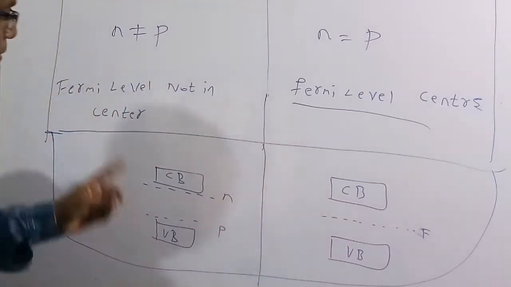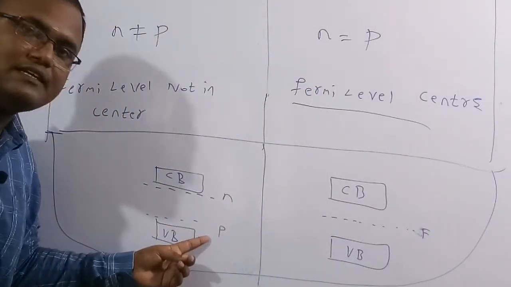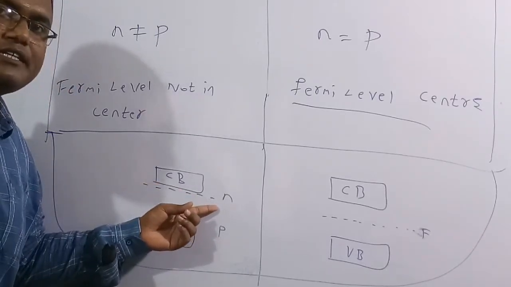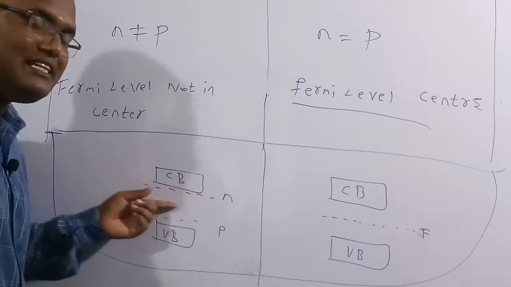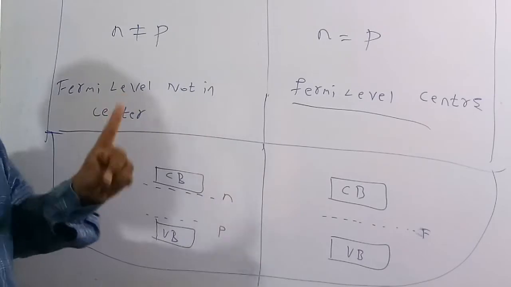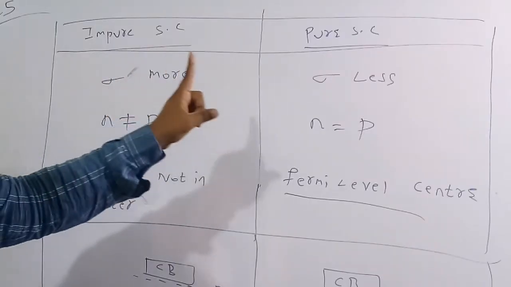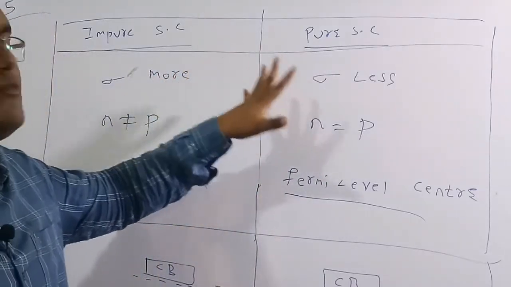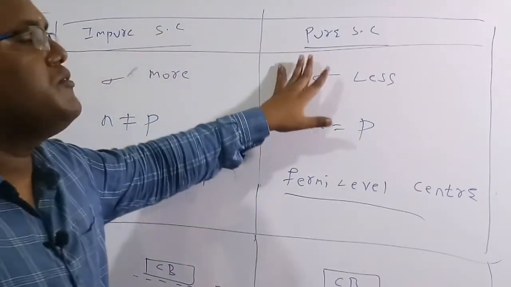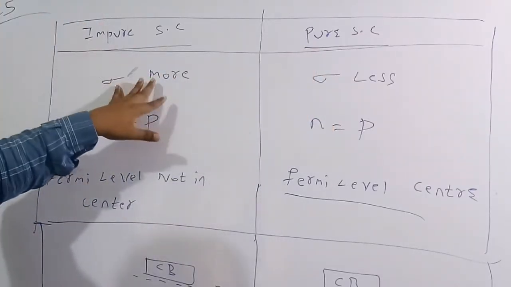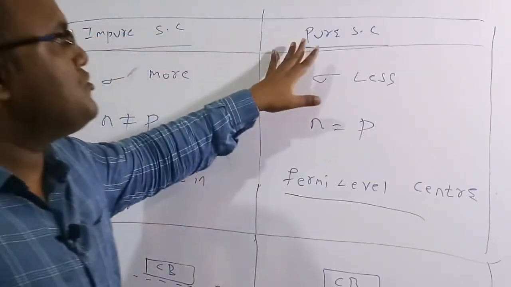But for an impure semiconductor, for a p-type semiconductor, the Fermi level is present near the valence band, and for the n-type semiconductor, the Fermi level is present near the conduction band. So we can conclude that the Fermi level is not at the center for the impure semiconductor, and it is at the center for the pure semiconductor. These are some of the important differences between the impure and pure semiconductor. But in our question, the only option is that the conductivity of the impure semiconductor is much higher when compared to a pure semiconductor. So now we are going to solve the 26th question.